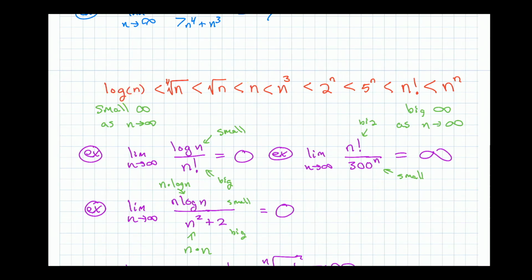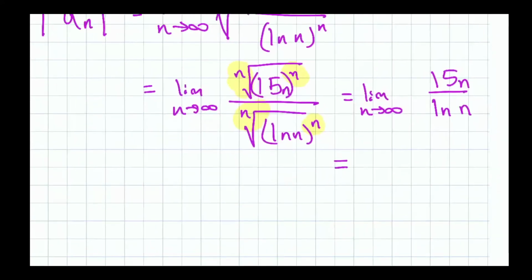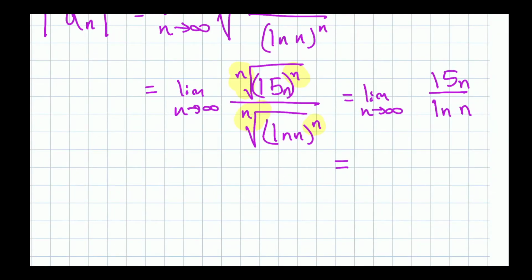N is bigger than a log. So that means in this limit, the top is going to be big and the bottom is small. And they're both infinity, right? Because we're going to infinity. So what's the result there? If the big infinity is on top, then you get infinity. So this limit is infinity.